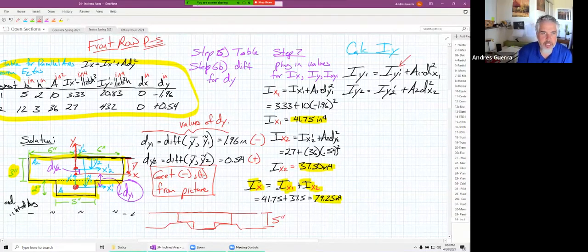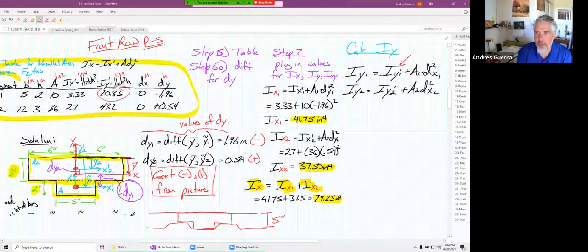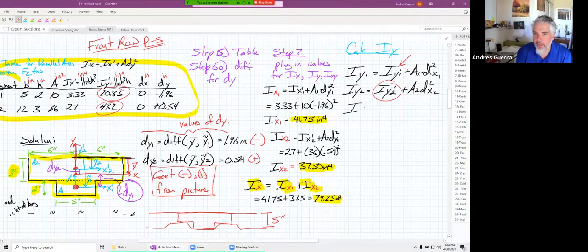IY1 is just going to be our table over here. That would be 20.83. IY prime 2, that would be our table, 432. We can find A1, A2. We do all that. I just want to reiterate here that we have to figure out the moment of inertia for each area before we add them together. Then we can take our IY1 plus IY2. And when we do the math here and plug it in, we would end up finding 0.83 inches to the fourth.